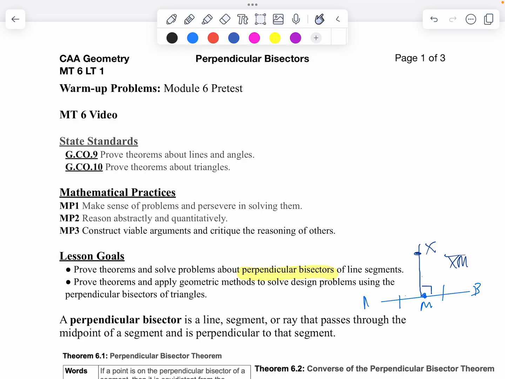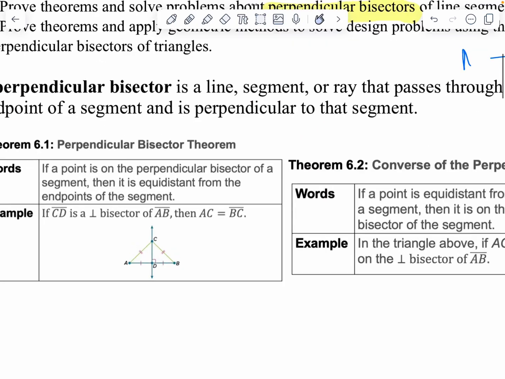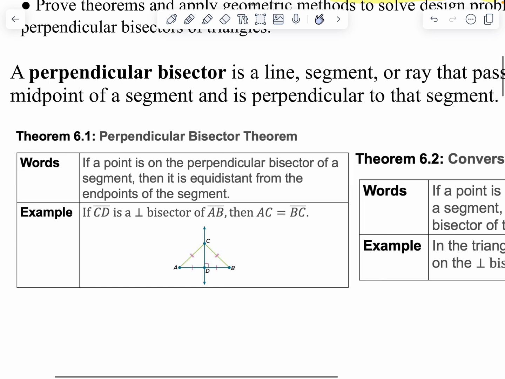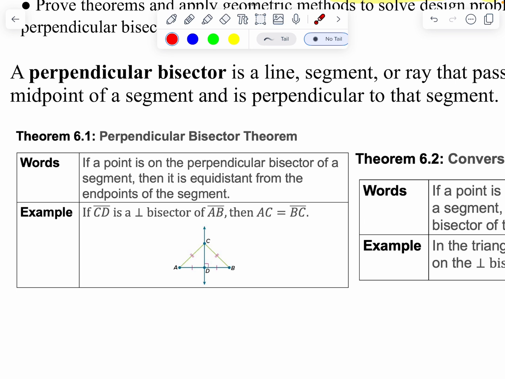Now, we know two things because of this. I need to move the screen down so you can see. One is the perpendicular bisector theorem. It says if I have a perpendicular bisector, like in this DC, see how it's at a right angle and it goes through the middle, any point on this perpendicular bisector is going to be the same distance from the endpoints. Doesn't matter where that point's at. I could have E down here, and E is the same distance from A and from B.